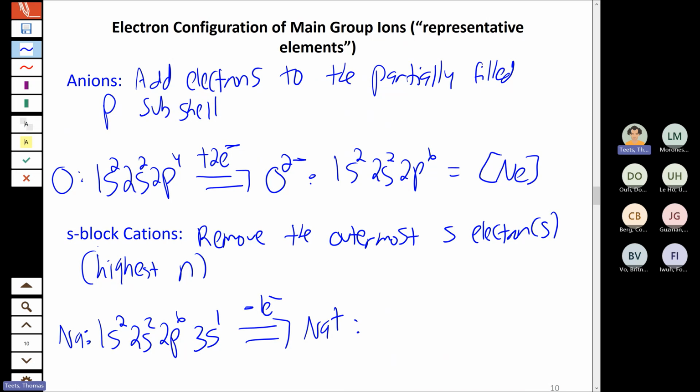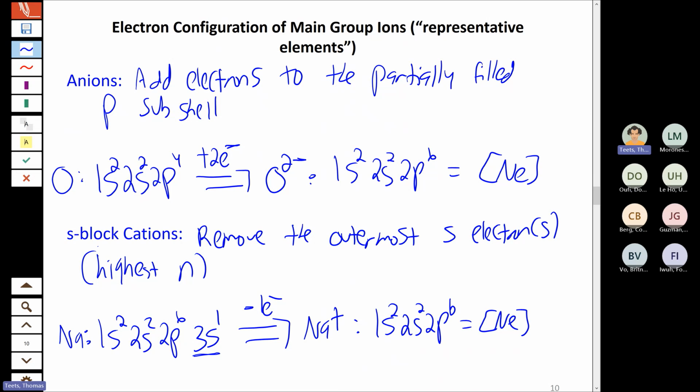And so the configuration for that would be we remove the outermost s electron, the one that has the highest principal quantum number, the last one that we put in, which is this 3s electron here. So that's the one that goes away, and the new configuration will just be 1s2, 2s2, 2p6, which again is the neon configuration. So both of these stable ions, the O2 minus anion and the sodium plus cation, both have the neon configuration.